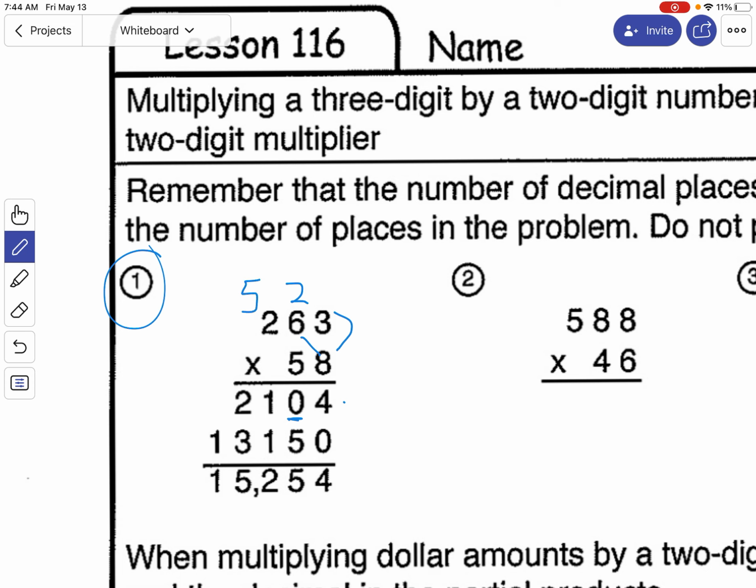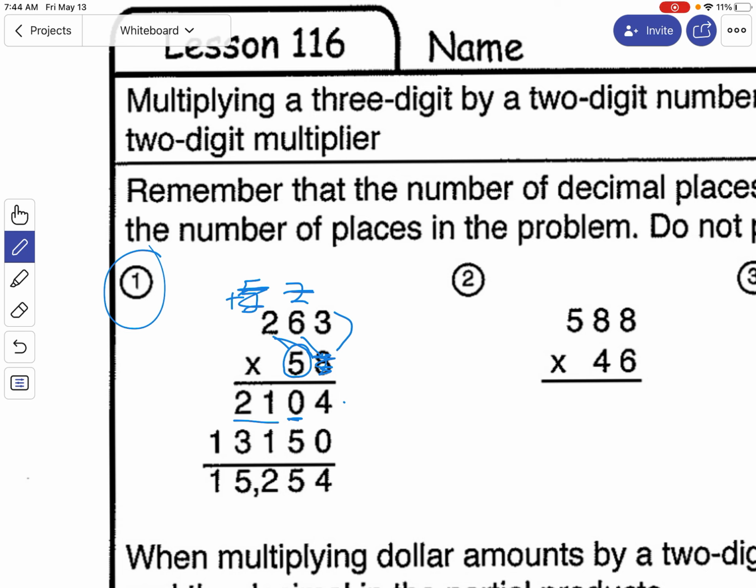Here's where some kids get confused. They accidentally do the 2 times 5. We don't want to do that. We want to do 2 times 8. 2 times 8 is 16. And then add your regroup of 5, and you get 21. Now, we are done with these regroups. We are done with the 8, because we've multiplied 263 times 8. Got 2,104.